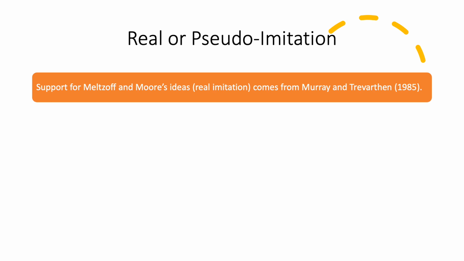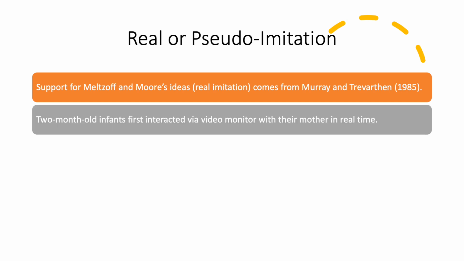However, there is more evidence to support Meltzoff and Moore's idea of this real imitation from Murray and Trevarthen. Trevarthen, however you pronounce that. So their study looked at 2-month-old infants, and they first interacted via video monitor with their mothers in real time. So the mother would do something, the baby would interact with it, then the mother would do something else. So this idea of reciprocity.